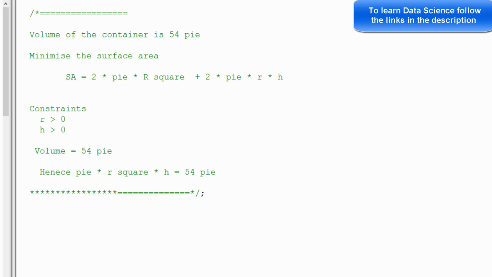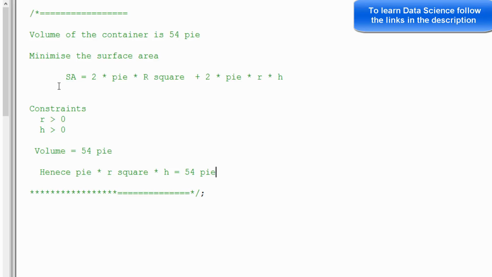A container manufacturing company wants to optimize on the surface area of the container. The volume has to remain the same. The volume is 54 pi. So the company wants that the surface area is minimized. And so the volume of the container is 54 pi, that is given to us.